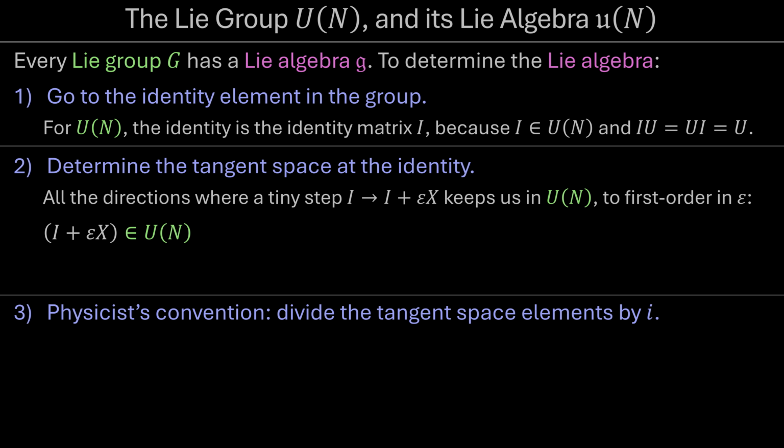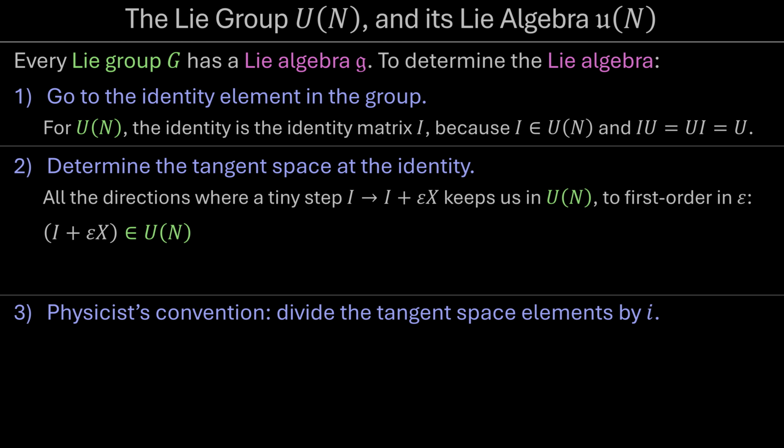So as epsilon approaches 0, I plus epsilon X approaches I, but it's actually sticking out some tiny infinitesimal direction in the direction of the matrix X. You see how that's a way of probing the space of matrices, going a little tiny infinitesimal bit away from the identity element in some arbitrary matrix direction X.